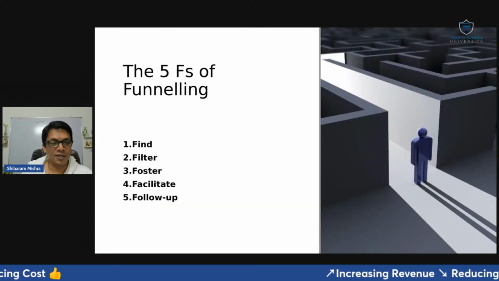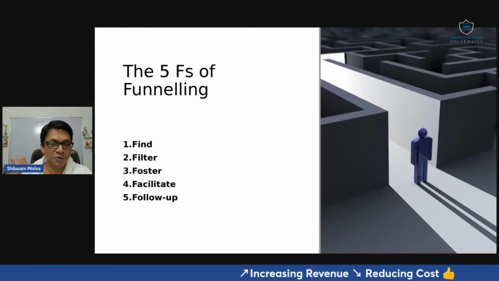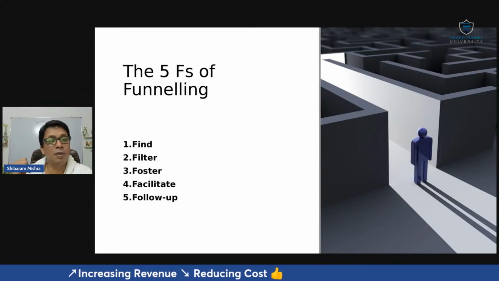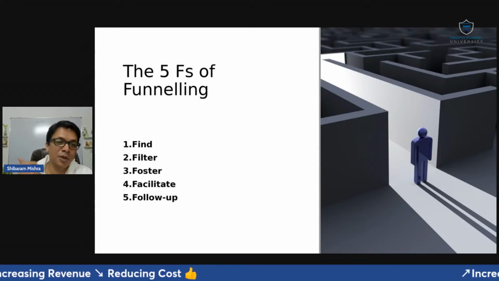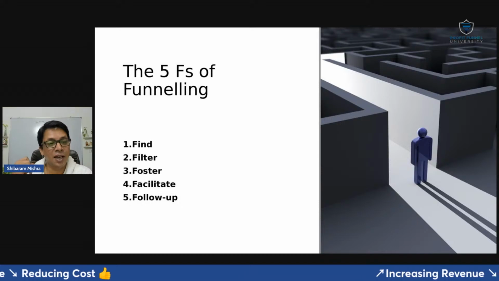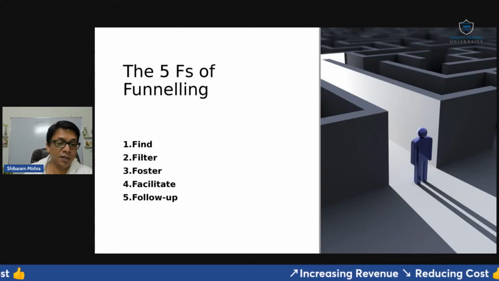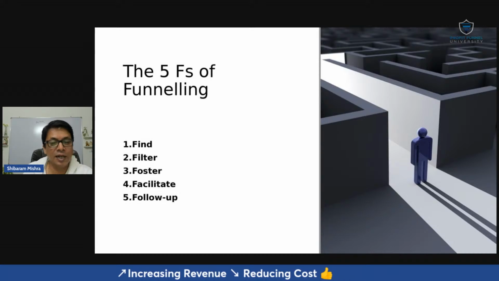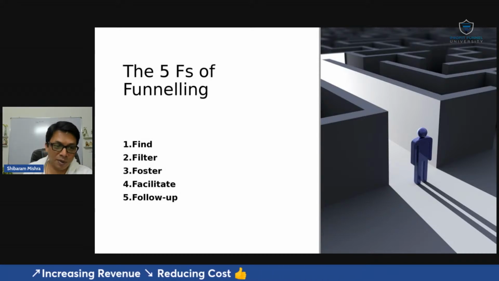Okay, let's get started. These are the five important elements of funneling, which will help you get better conversions at a lesser cost and make more profit. The elements are find, filter, foster, facilitate, and follow up. Let's go through them one by one.